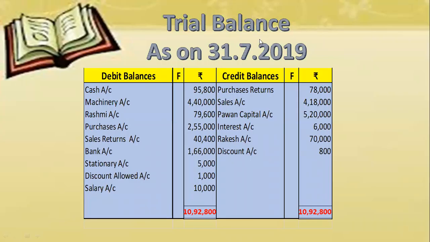See the trial balance as on 31st July 2019. All debit balances of the slides and all credit balances of all the slides. See, the trial balance is tallied. The tally amount is 10,92,800, both the debit and credit figures.